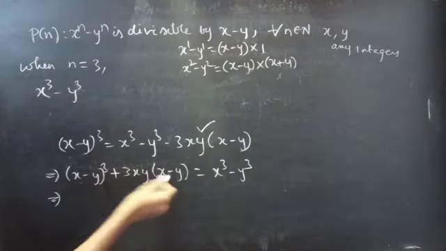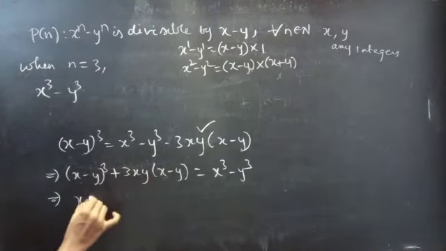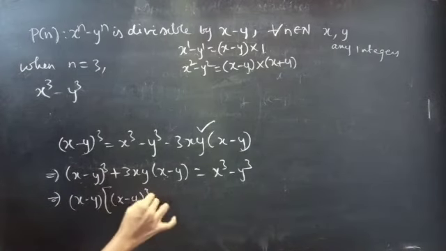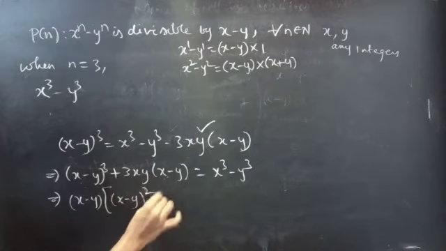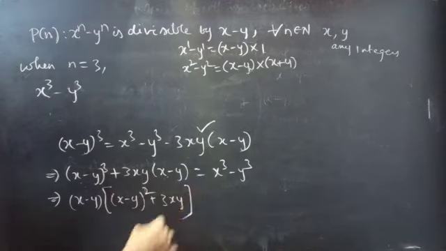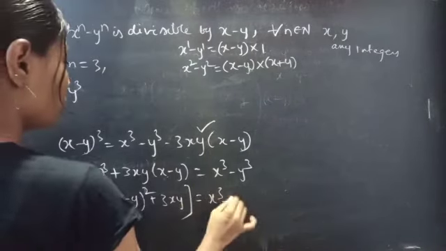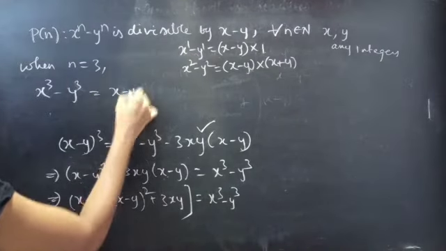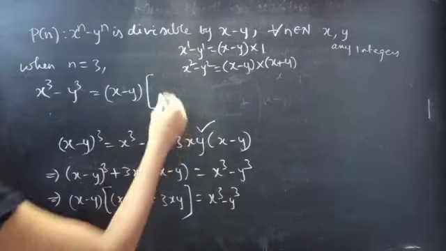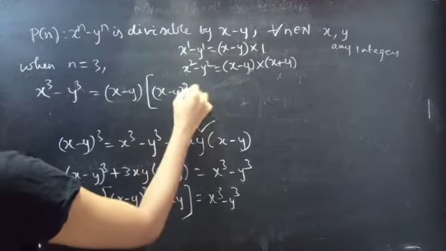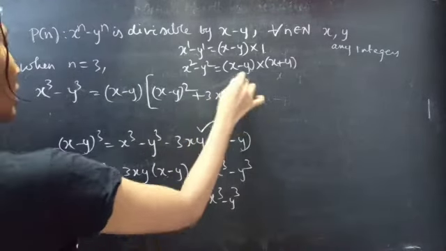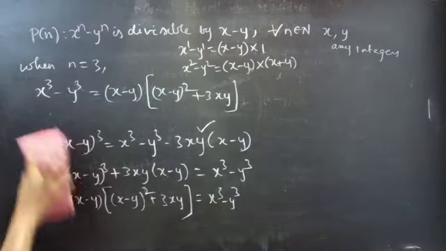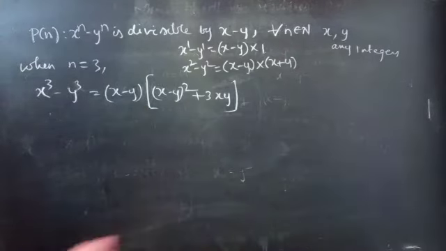Now take (x minus y) common from these two terms, and you'll get (x minus y) times [(x minus y) whole square plus 3xy]. So we can write x cube minus y cube as (x minus y) into [(x minus y) whole square plus 3xy], which is again a multiple of (x minus y), right? Now we'll see using the division method.